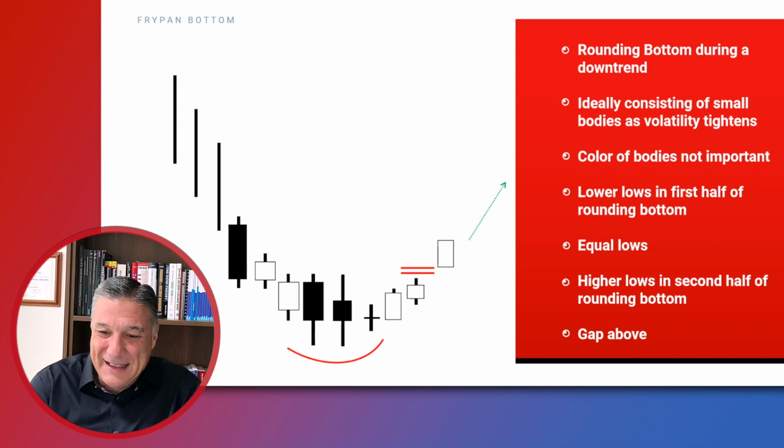Something to notice here is that the color of these small bodies is not important at all. But of course, after the gap, it's important to see a white candlestick to signal the momentum, to signal the power of the bulls that took over the market.